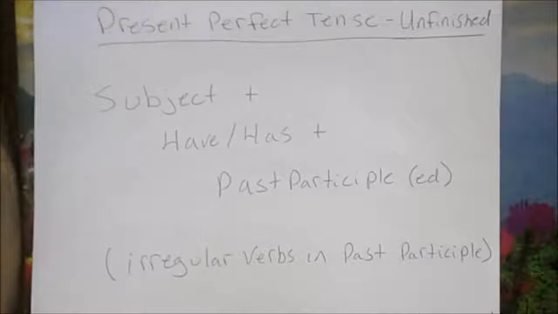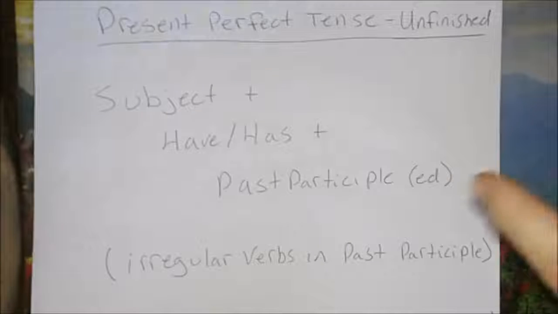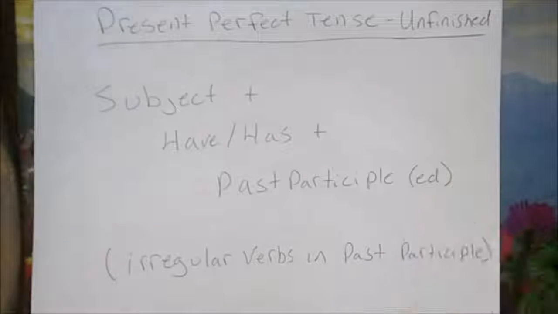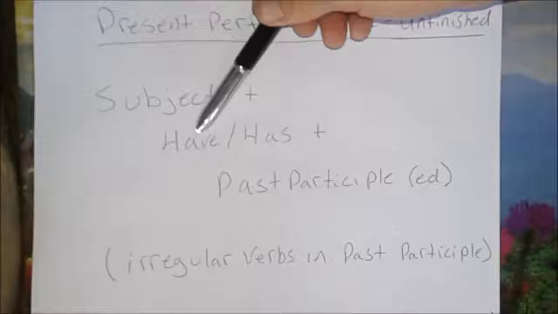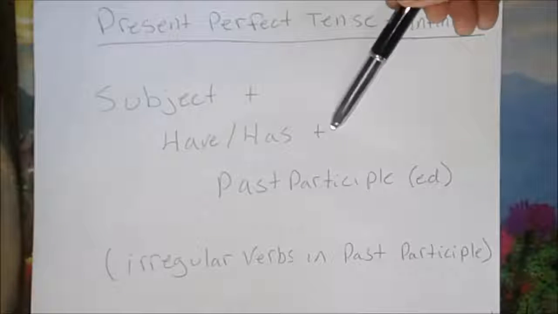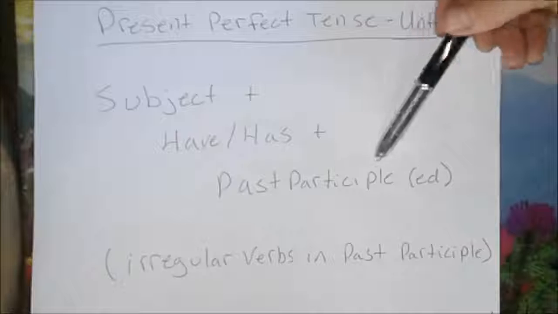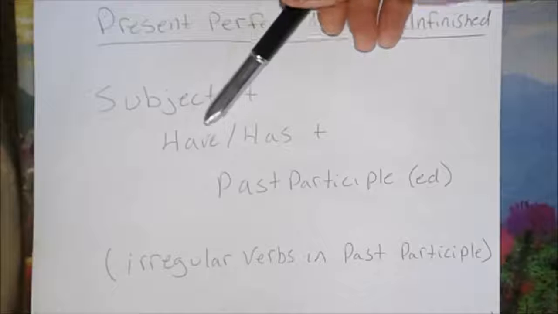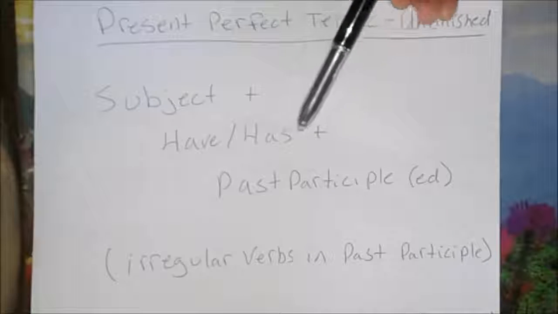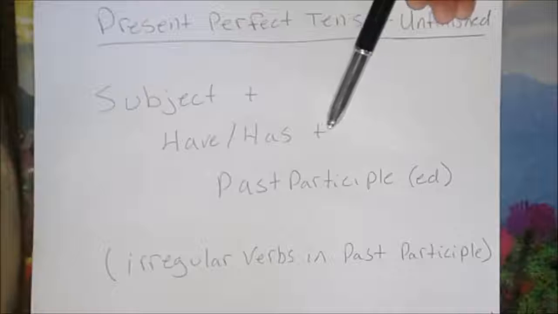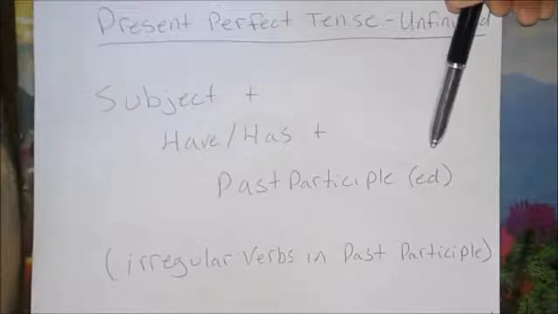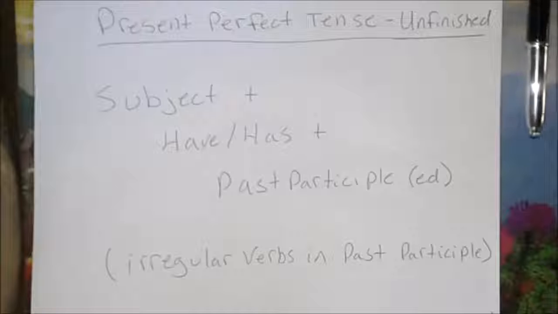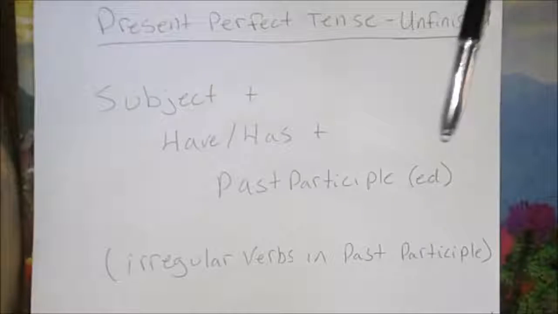Okay, so the first thing we need to know about present perfect tense is that it starts with the format or the structure, and that's subject plus have, has, plus past participle, which typically ends in ed, like walked. Walk plus ed is walked. So I have walked to the store, or he has walked to the store.